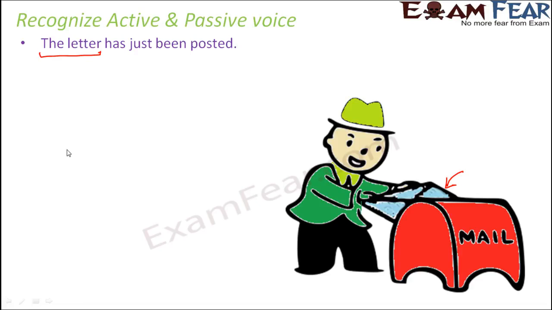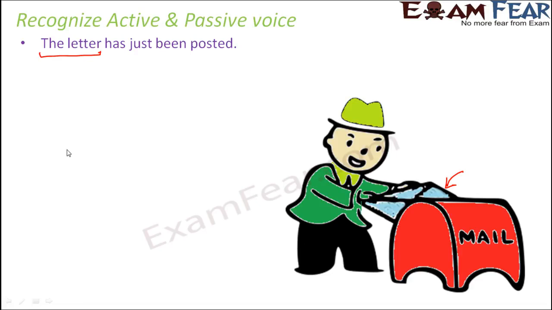So this basically shows that here we have not mentioned the subject, or we have not spoken about the doer of the action. But yes, the letter definitely is not the doer of the action. The letter is nothing but the object which has been given more importance, and that is why the sentence is starting with the letter. So the letter has just been posted. So what is this? This is not active voice, because here the subject does something doesn't hold true, because we have not even mentioned the subject, or the doer of the action. So this is not active voice.